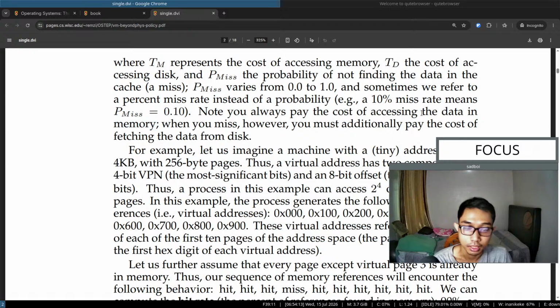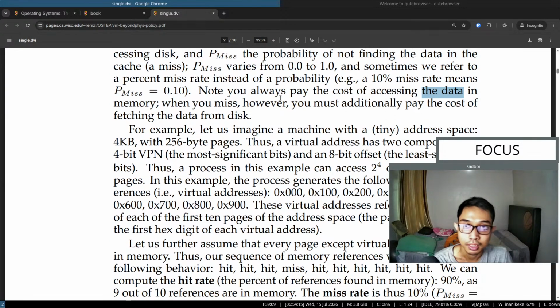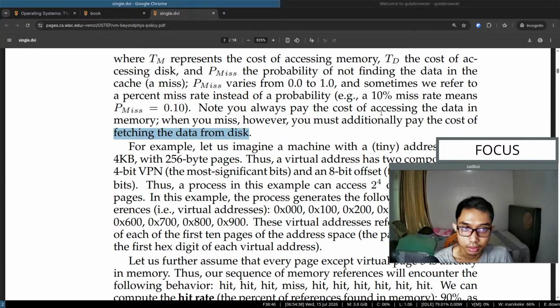Or maybe the data, in this case, whether the data is in the memory or not, and if it is in the memory, we can directly access the data. But if it is not, we need to fetch the data from this. Okay, keep in mind that we are always accessing the data in memory, whether we hit or miss here.